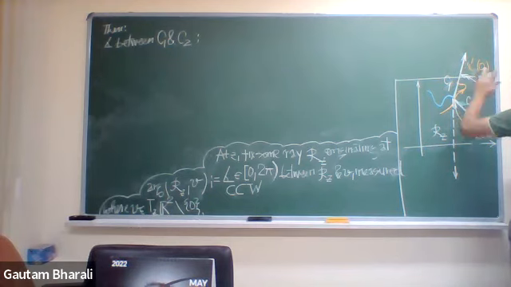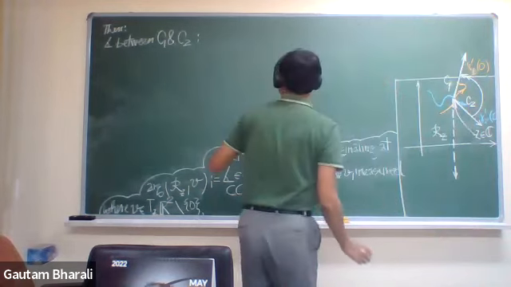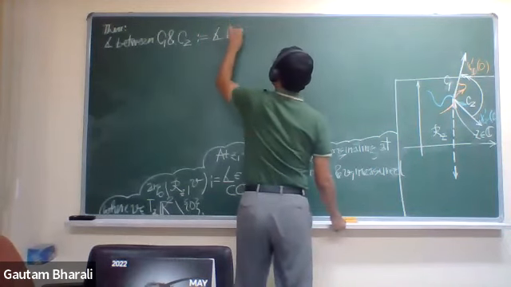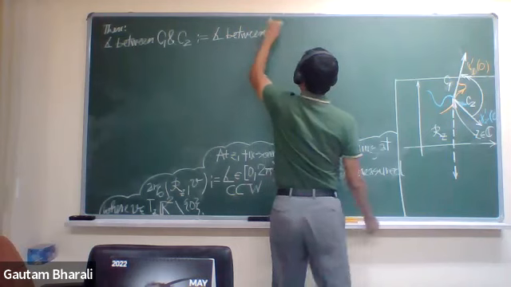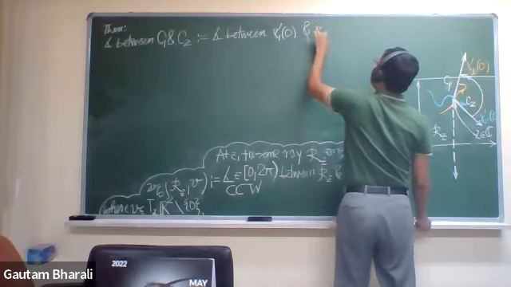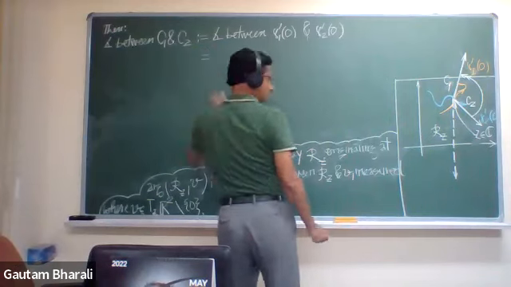So this tangent vector is nothing but gamma dash sub 1 at 0. And this is gamma dash 2 at 0. So therefore, when we talk about the angle between C1 and C2, what we really mean is the angle between gamma 1 dash 0 and gamma 2 dash 0.